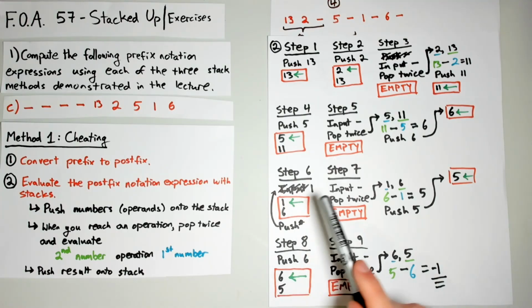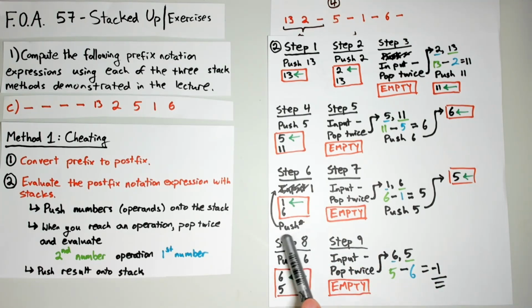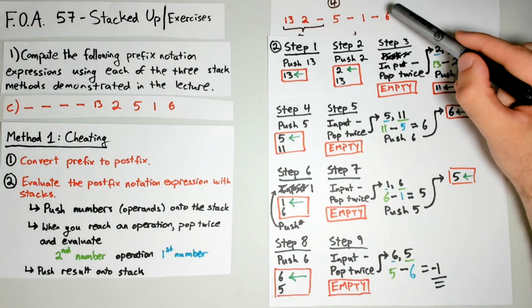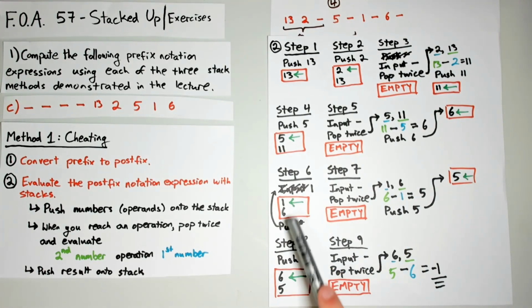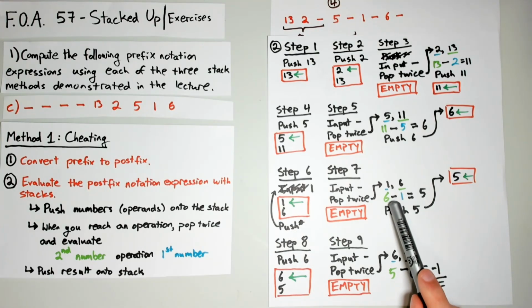I wrote input here, but I want to be consistent and write push, so I've got push right there. And then we subtract in our 7th step here, so we pop twice to get the numbers we're subtracting, the 6 and the 1, subtract in this order to get 5, and we push 5 back onto the stack.